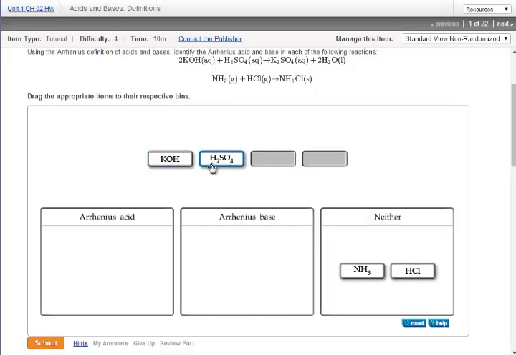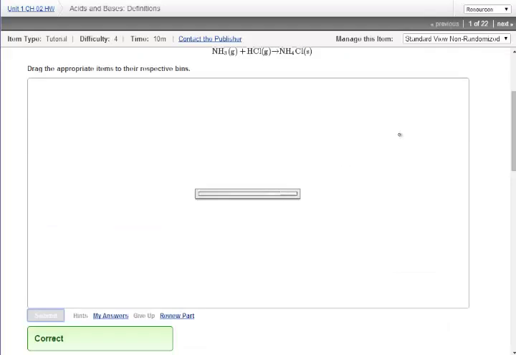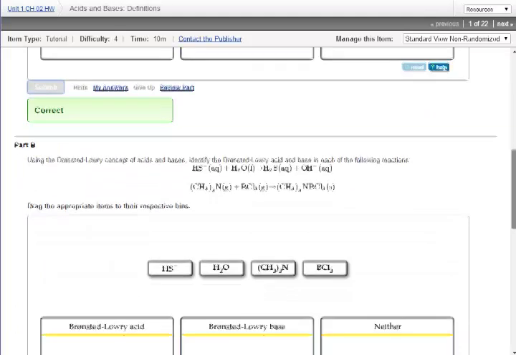So what we have is KOH and H2SO4. We have potassium hydroxide, which is an Arrhenius base. When dissolved in water, it increases the OH concentration, and sulfuric acid, when dissolved in water, increases the H concentration.